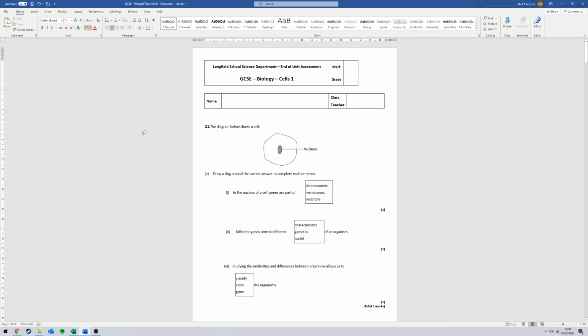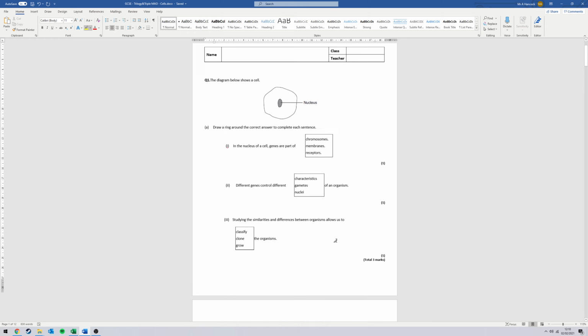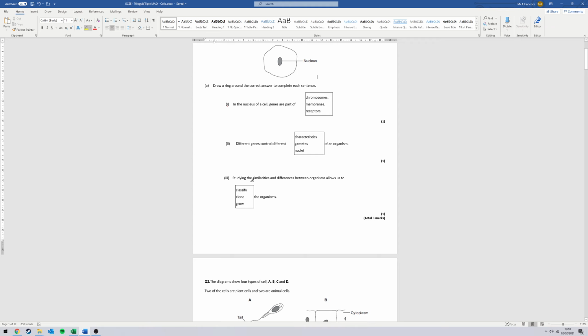Question 1. The diagram below shows a cell. Draw a ring around the correct answer to complete each sentence. In the nucleus of a cell, genes are part of chromosomes, membranes, or receptors. Part 2. Different genes control different characteristics, gametes, or nuclei of an organism. Studying the similarities and differences between organisms allows us to classify, clone, or grow the organisms.